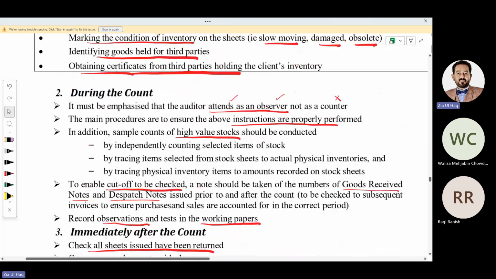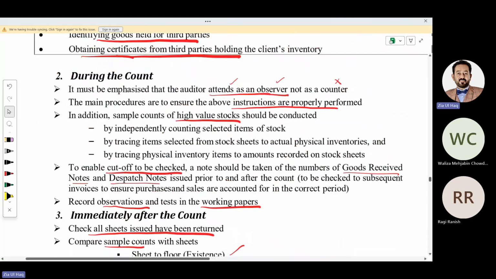During count, we need to attend as an observer, not a counter. We need to make sure stock take instructions are properly followed. We need to perform sample count on high value inventory. We need to perform cutoff test to ensure inventory movement is recorded in the correct period. And we need to record all observations into the working paper.